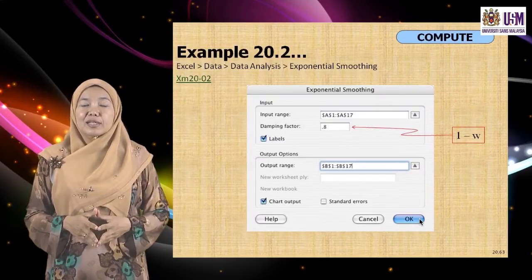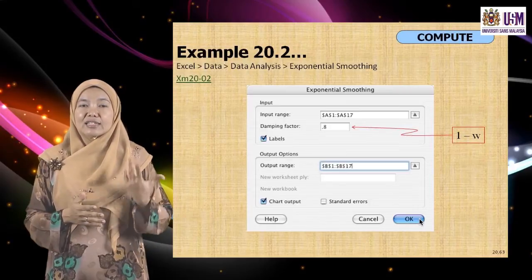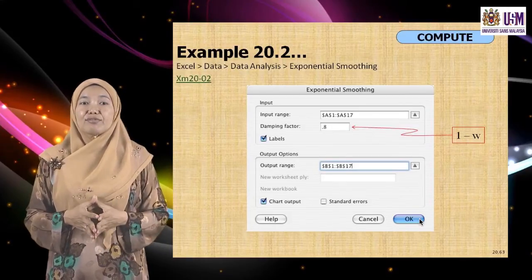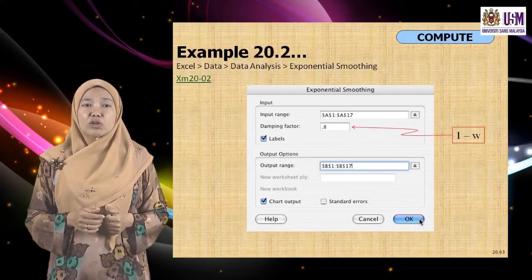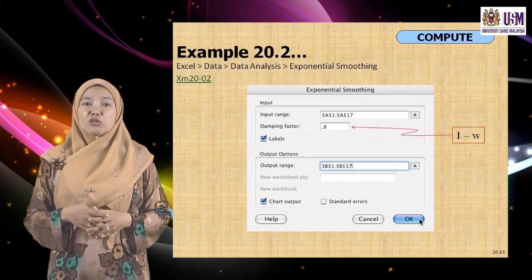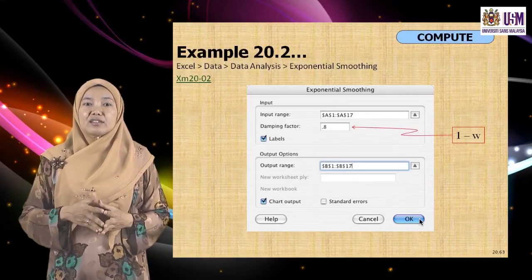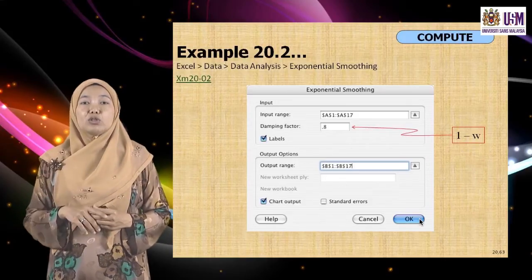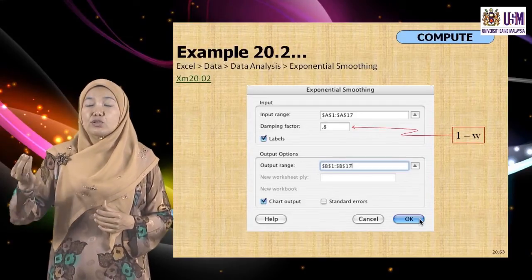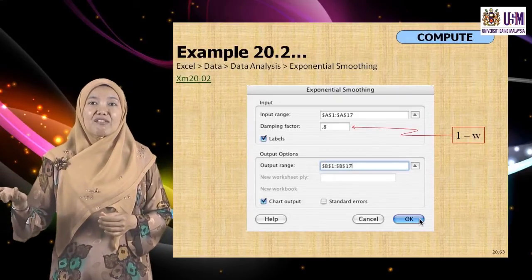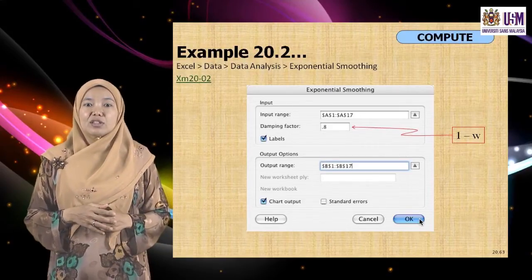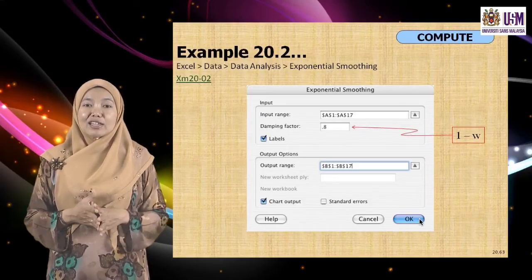In order for you to use your computer for the same example, just now what we did was manual calculation. So using the computer, you open up your Excel file, you recall your data, in this case the data for period 2, and you click data analysis and you click exponential smoothing. Don't forget to add your input range. The damping factor is basically referring to 1 minus W. W is your smoothing constant. So if your smoothing constant is 0.2, the damping factor is 0.8. If you change your smoothing constant, for example to 0.7, then your damping factor will be 0.3. So they complement each other. You click OK and your computer will calculate everything for you.